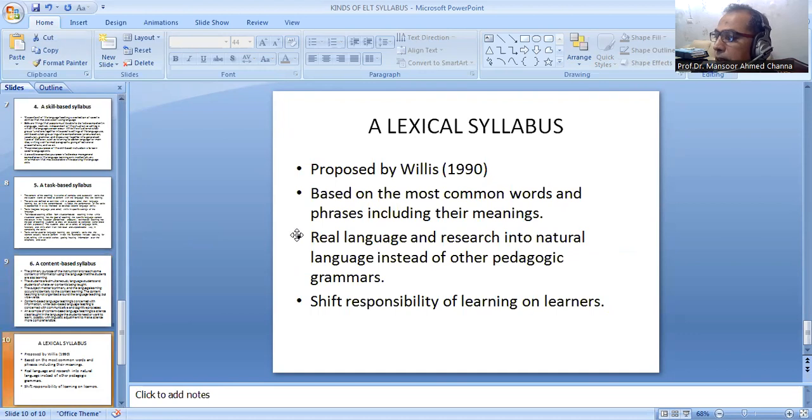The last type is lexical syllabus. Proposed by Willis in 1990, it is based on the most common words and phrases, including their meanings. Real language research into natural language, instead of pedagogic grammar, is being used. It shifts responsibility of learning onto learners.